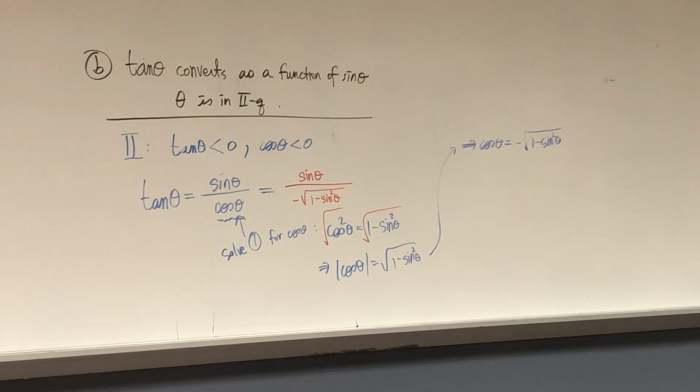Cosine over cosine equals... 2 sine over cosine equals... no.